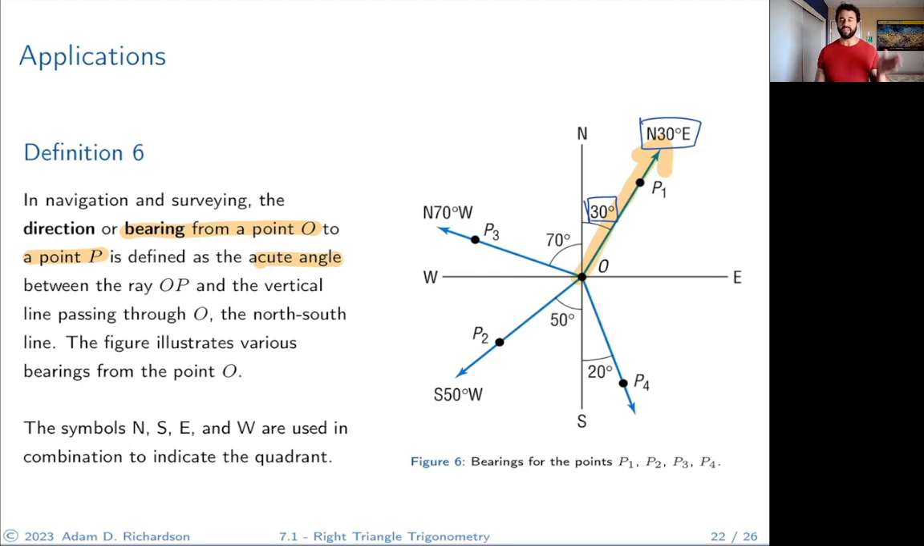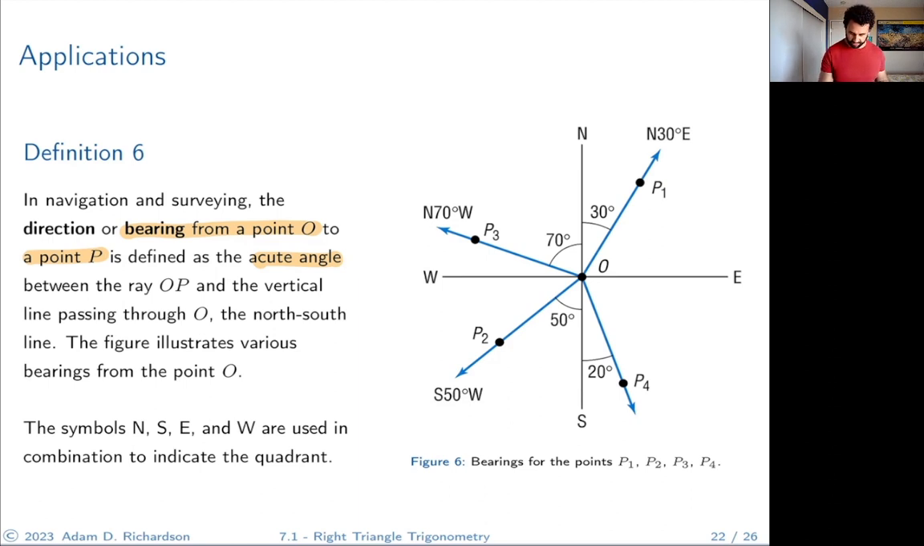The N and the E, the north and the east, those letters tell you what quadrant you're in. You're in the northeast quadrant. Down here, you would be in the southeast quadrant. Over here, you would be in the southwest quadrant. And over here, you would be in the northwest quadrant. So what you do when you're using bearings is you talk about the angle that you sweep out from the north-south line to the ray, and then you say what quadrant you're in.